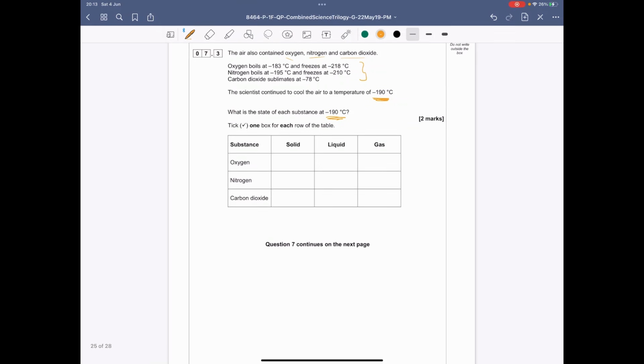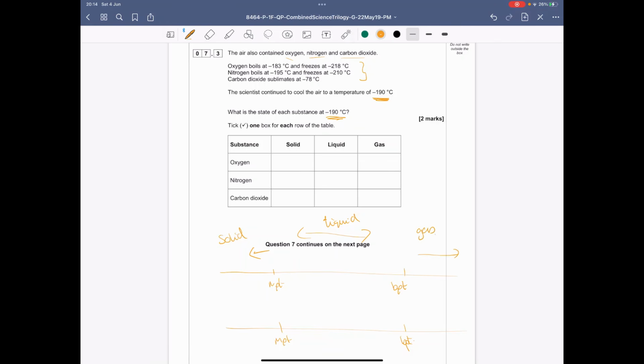Now, the easiest way to do this, I think, is to draw a line on your graph paper and label the melting point and the boiling point. It just helps you visualize it, okay? And you can do it for each of the gases. Now, if you're below the melting point, it will be a solid. If you're between the melting and boiling point, it will be a liquid. And if you're above the boiling point, it will be a gas.